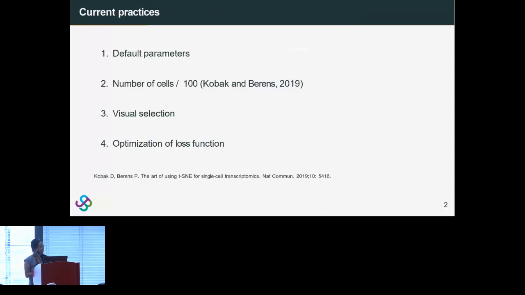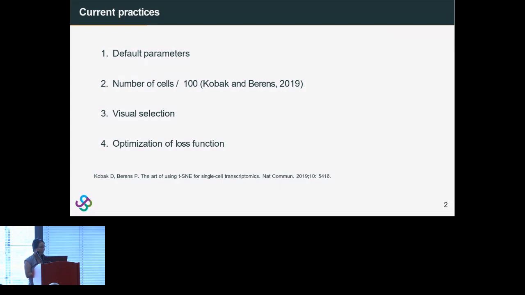So current practices are that many people just use the default parameters. There are also some general guidelines, like the number of cells divided by 100 for perplexity, with similar modifications for the UMAP parameters. There are some dataset specific examples where researchers will try a variety of hyperparameters and select from the output visualizations. But the problem is that this is rather arbitrary and really depends on the user's pre-expectation of what the data should look like.